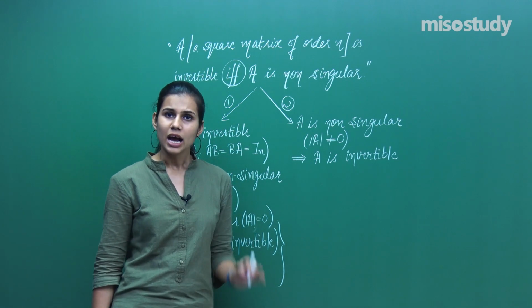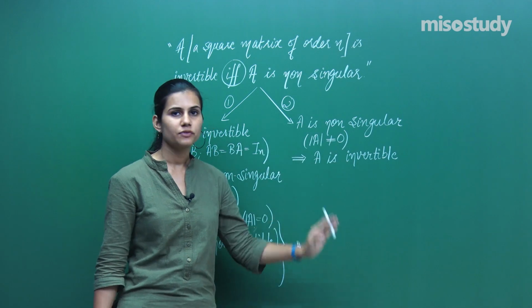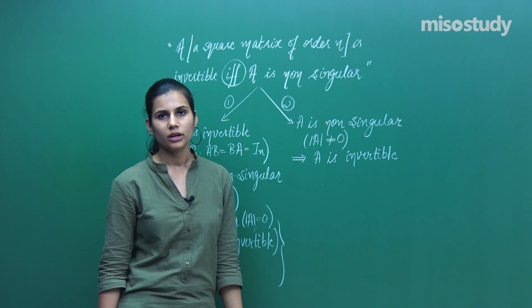But the question is, how will that B be computed if you are just aware of the fact that the determinant of A is non-zero? How will that B look?